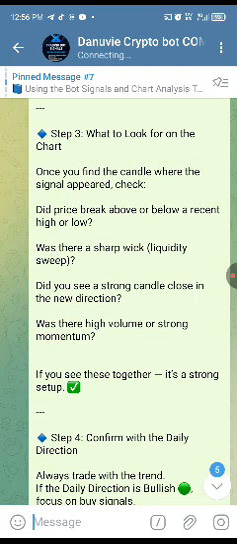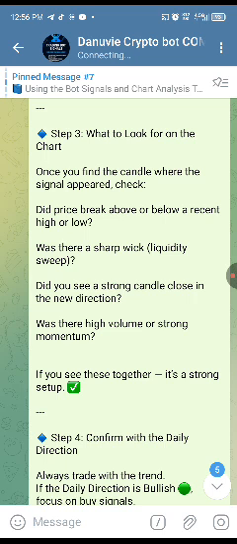Now, did you see a strong candle close in the new direction? If prices are coming down and there is a very long candle without a pin, that indicates a very strong move, meaning that a lot of sellers are in the market and they are driving the price down. That's what it means by, do you see a strong candle close in the new direction?